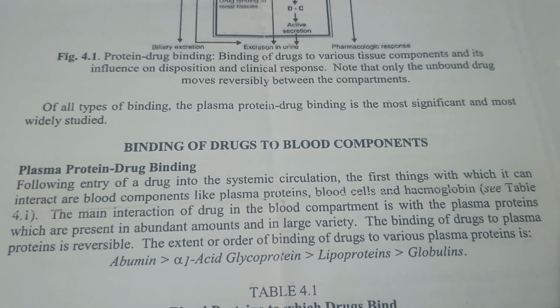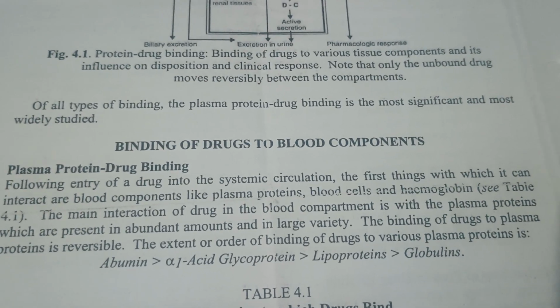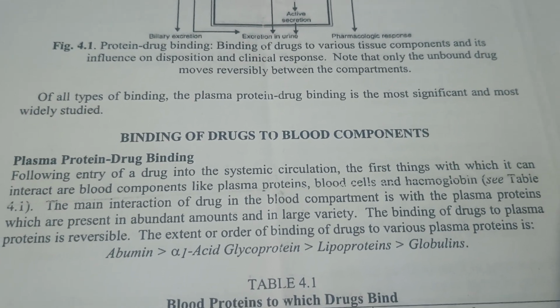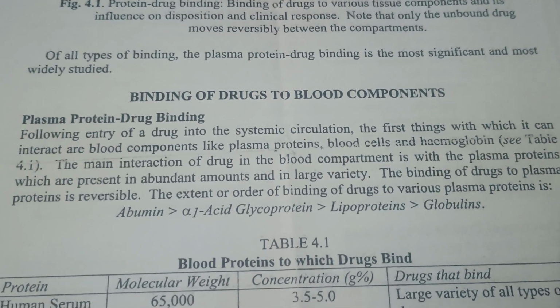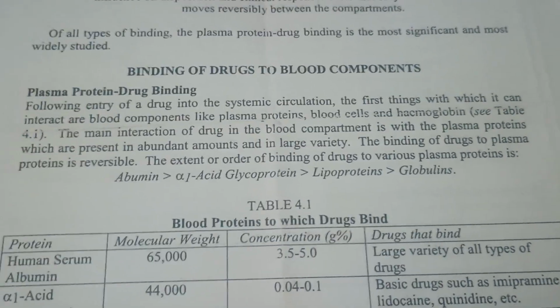Of all types of binding, the plasma protein drug binding is the most significant and most widely studied. Binding of drug to blood components, plasma protein drug binding.